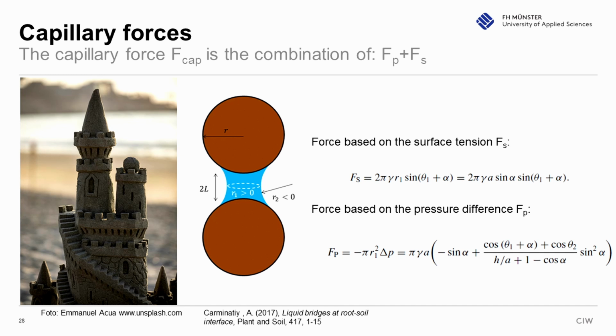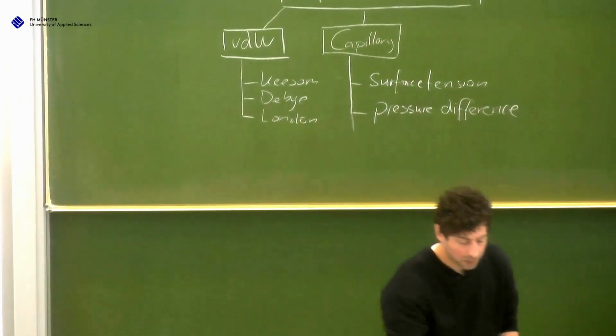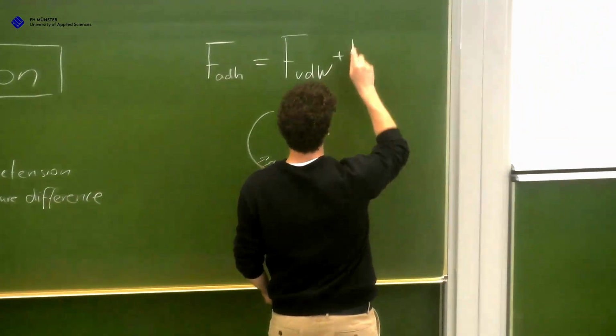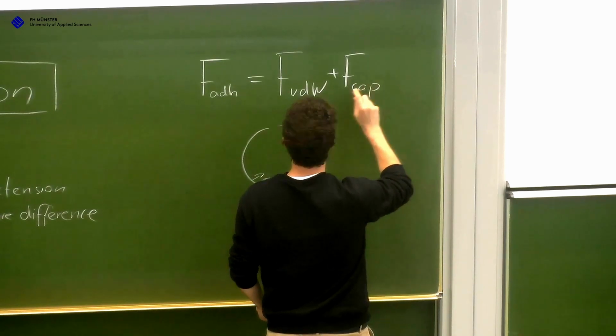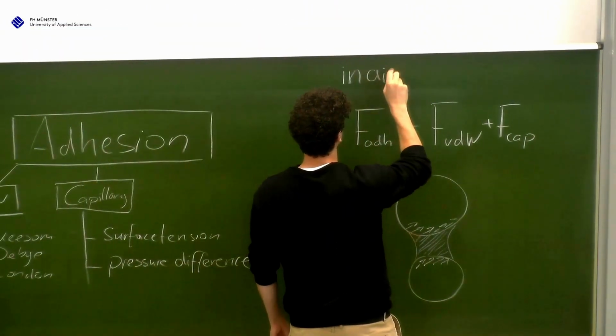So here is the force based on the surface tension. This is what you see here. And as I said, the equations are a little bit longer than for the Hamaker approach, but this is due to the geometry of the meniscus. And here is the force based on the pressure difference, and these two things add up to the capillary force. So we have another one here, and this is F capillary, and this is in air.